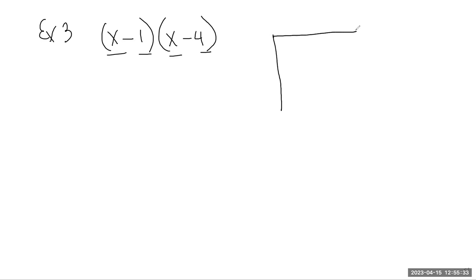So I've got different signs. So I'm going to do x minus 1, x minus 4. Okay. Here again, two terms, making ourselves a box. We're going to have 4 cells in our box because we have 4 terms. The number of terms matches the number of cells in our box.